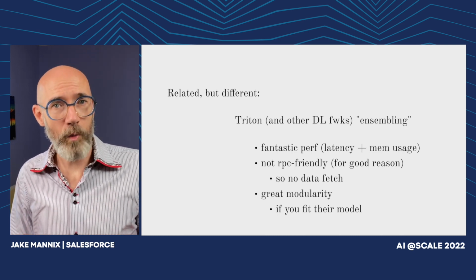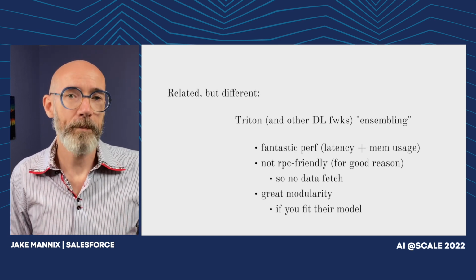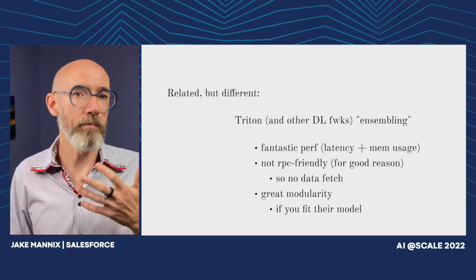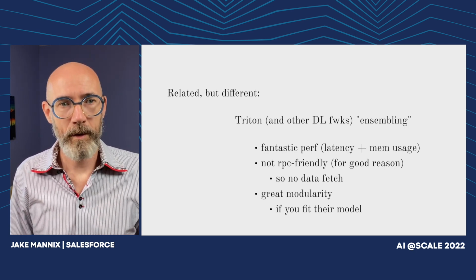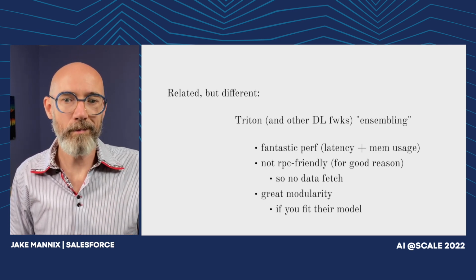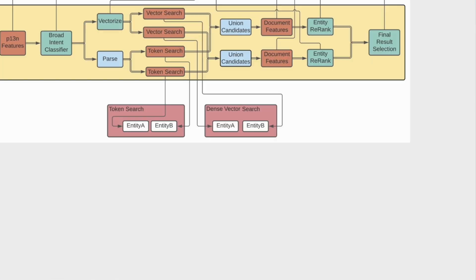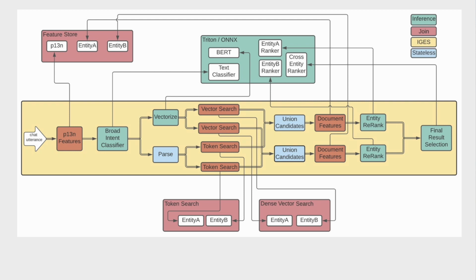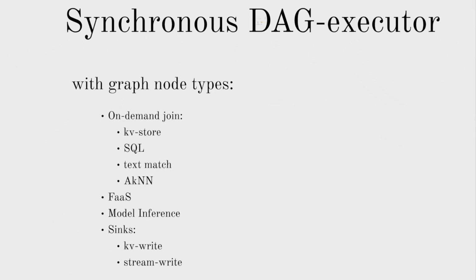They have great modularity as well for mixing and matching models, if you fit their particular framework of being essentially a neural network, a TensorFlow graph or PyTorch graph of some kind. So these are great. I love them. They play a role in AI application development, but it's not really what I'm talking about here. The chatbot example that I'm talking about here needs this yellow piece down the middle, this synchronous DAG execution system with all these different types of graph nodes.